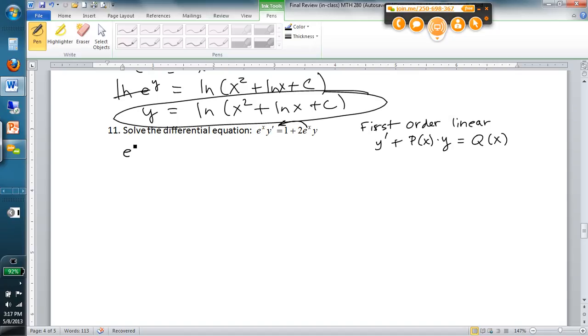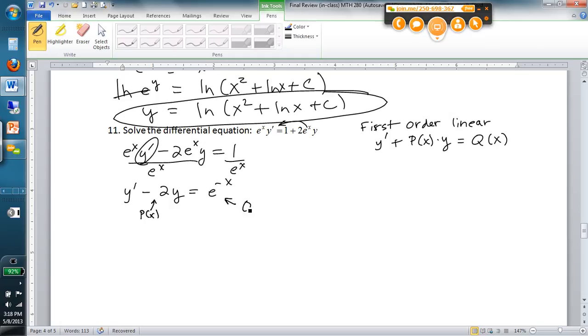So make it e to the x y prime minus 2 e to the x y equals 1. First step. Second step is what? What else do I need to do here? Well, for first order linear, I like y prime by itself, so I need to get rid of the e to the x. Let's divide both sides by e to the x. So that'll make it y prime minus 2y equals, let's call that e to the minus x. With me so far? So there's my p of x. p of x is negative 2, and my q of x is e to the negative x.